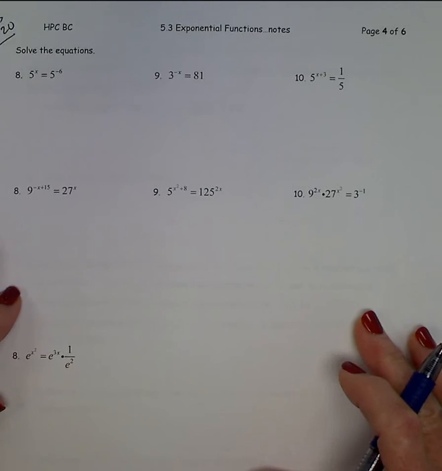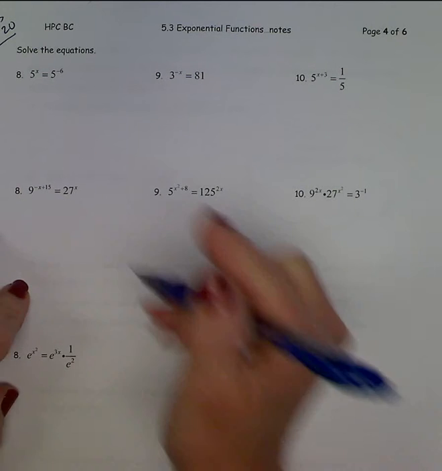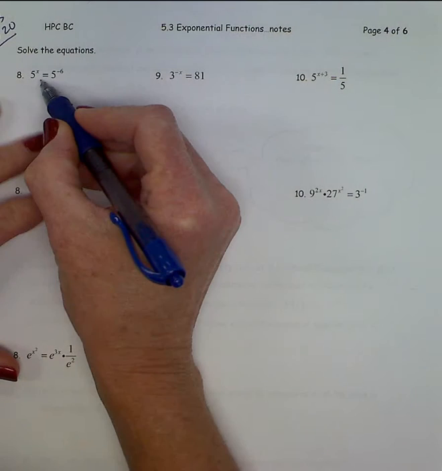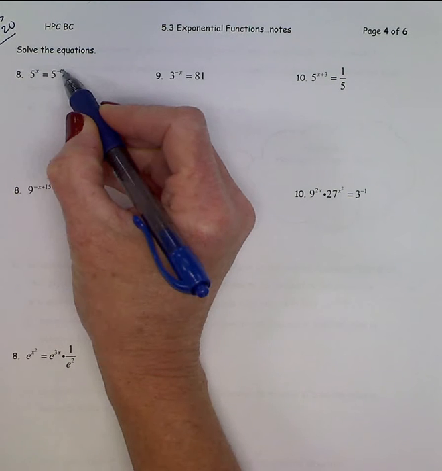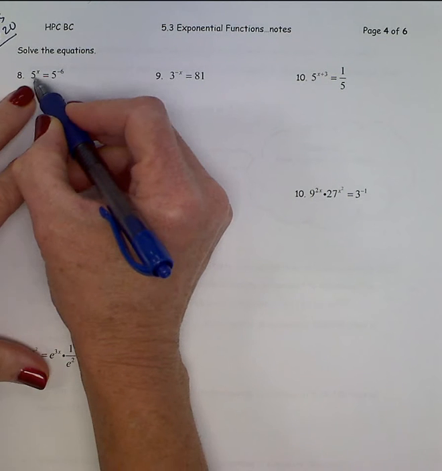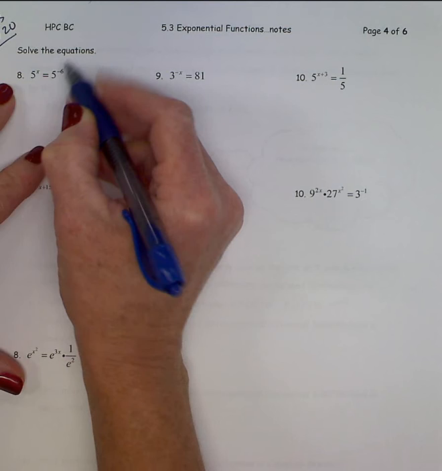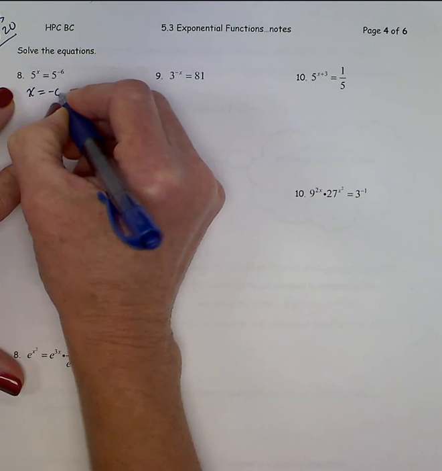There we go. All right, here's the first one. 5 to the x equals 5 to the negative 6. Well, 5 to the something equals 5 to the negative 6. Clearly, x has to equal negative 6.